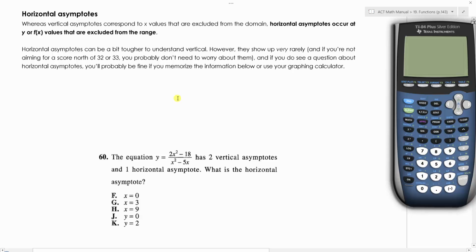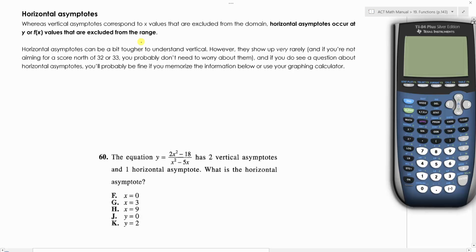Now, horizontal asymptotes. These questions definitely are some of the most challenging for most students on the ACT, only because either students haven't learned this or it was not explained all that well, or again, you might have been sleeping in class when you learned about horizontal asymptotes. Wake up!